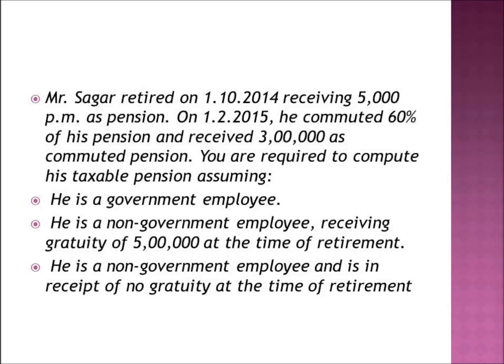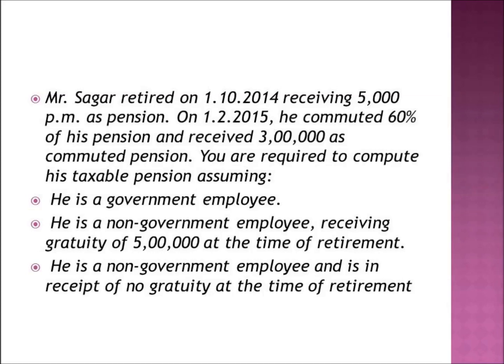Mr. Sagar retired on 1st of October 2014 receiving 5,000 per month as pension. So he was to receive rupees 5,000 per month as pension at the time of his retirement. On 1st of February 2015, he commuted 60% of his pension and received 3 lakh as commuted pension. So on 1st February, he decided to commute 60% of his pension and received a lump sum amount of 3 lakh as commuted pension.